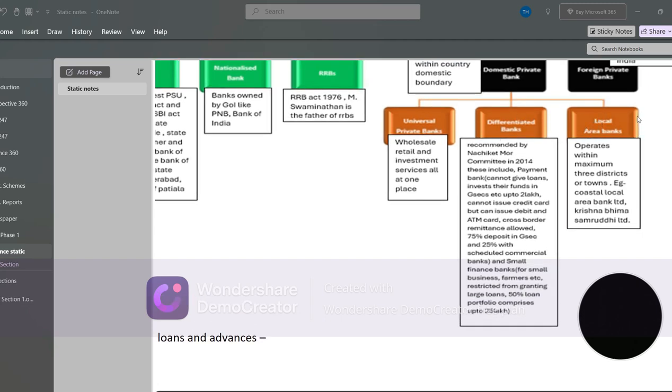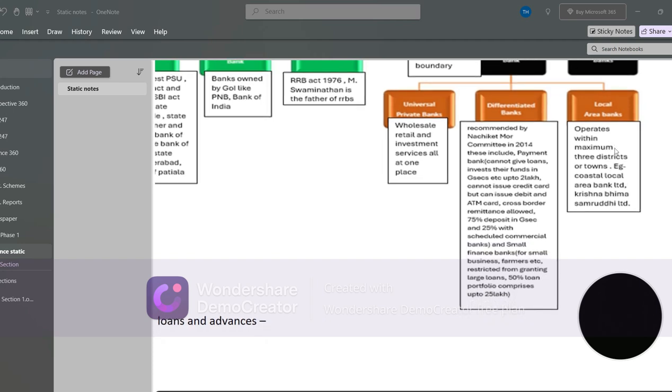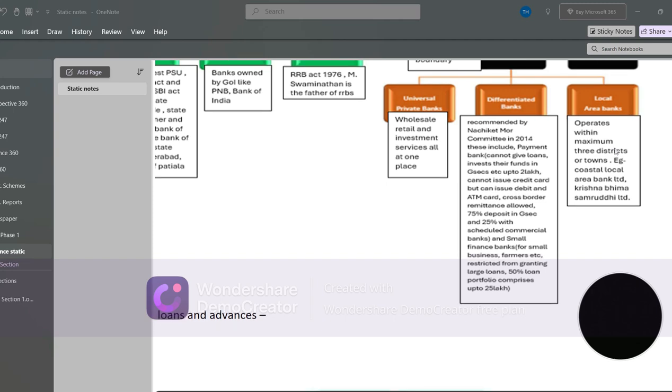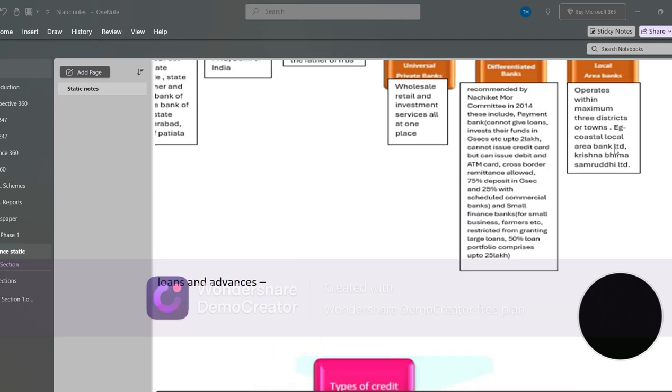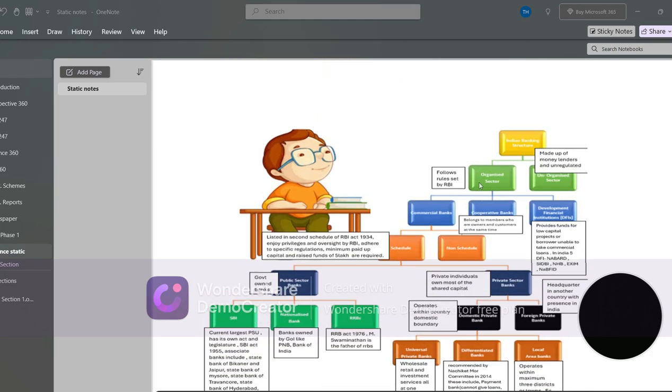Third are local area banks. These are the banks which operate within a maximum of two or three districts or towns. An example is Coastal Local Area Bank Limited and Krishna Bhima Samruddhi Limited. That is all.